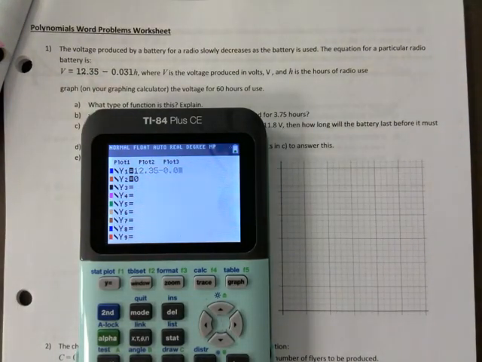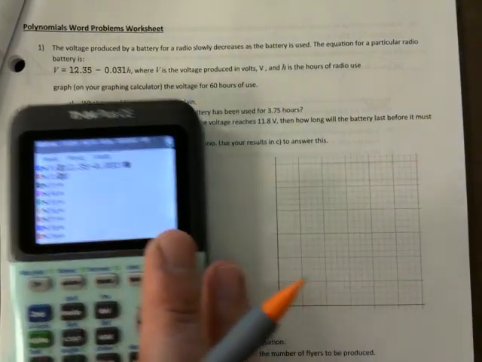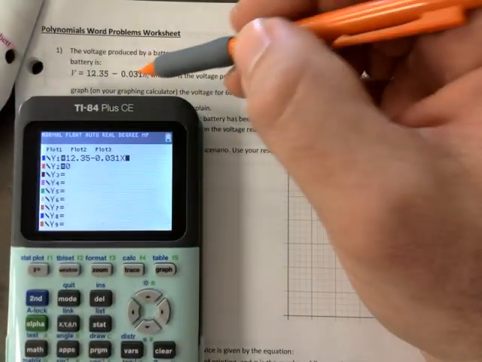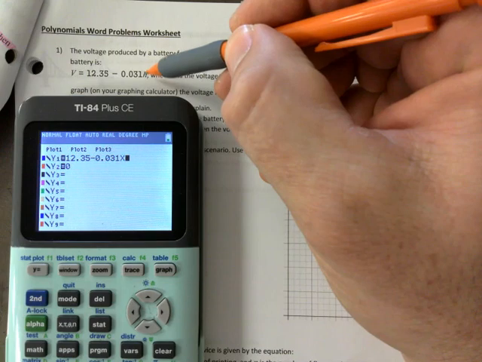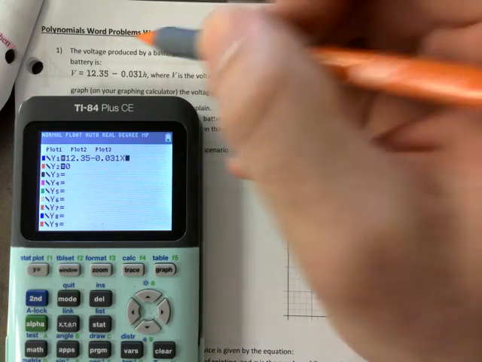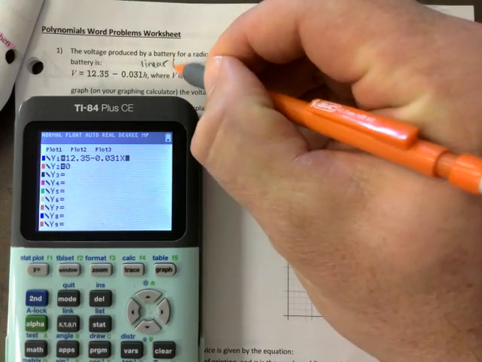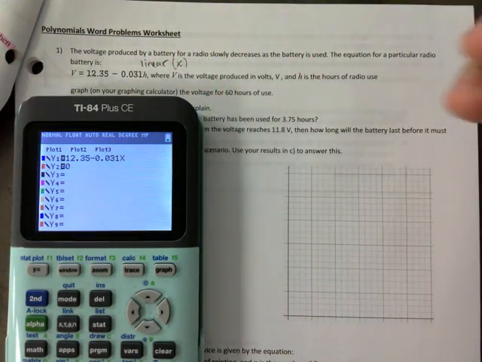Would you have known that this is a linear? It's not the standard way of stating it, but there's no power of 2 or 3. So this is a linear. Okay, this is linear. It's just x, right? Not x squared.